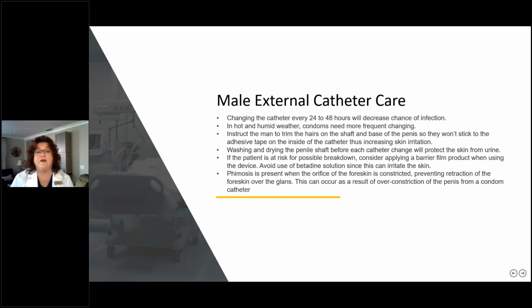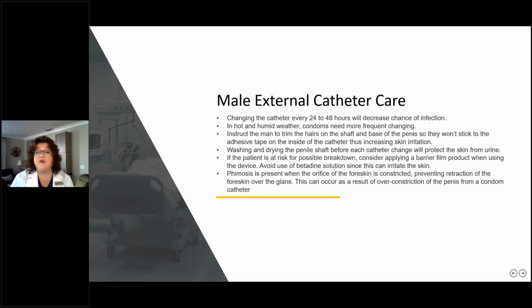And then washing and drying the penile shaft before and after. I mean, before you put on a new one, you want to wash and dry very, very well. If the patient has a risk for possible breakdown, you might want to use some of the barrier film as well. That helps. Avoid the use of Betadine. That can irritate the skin.